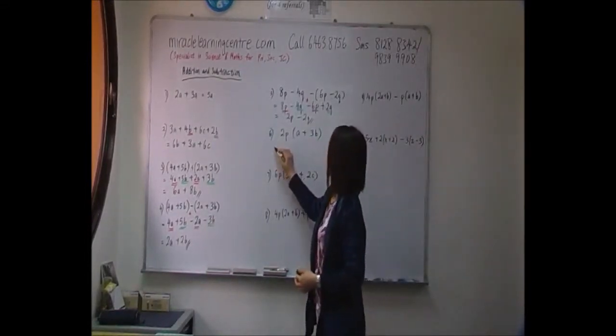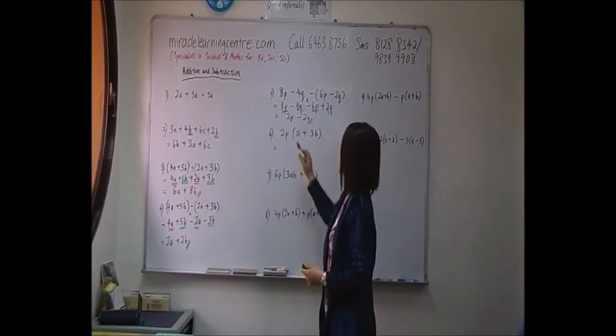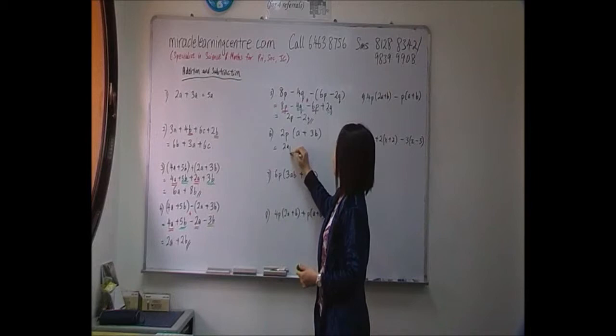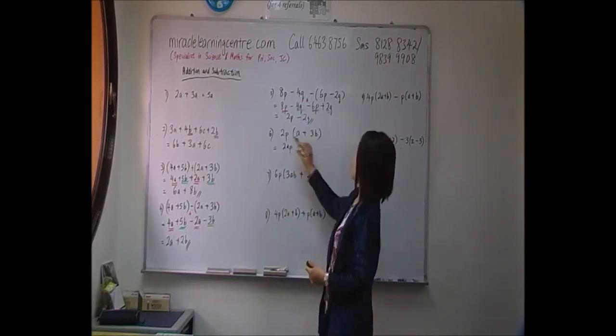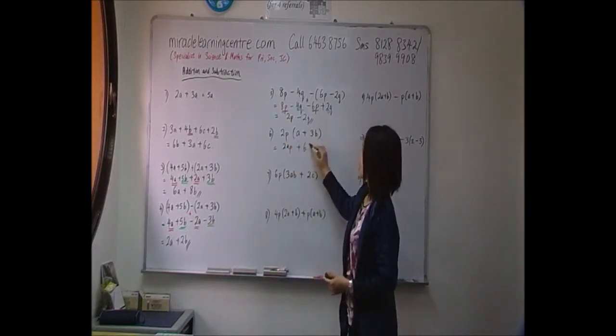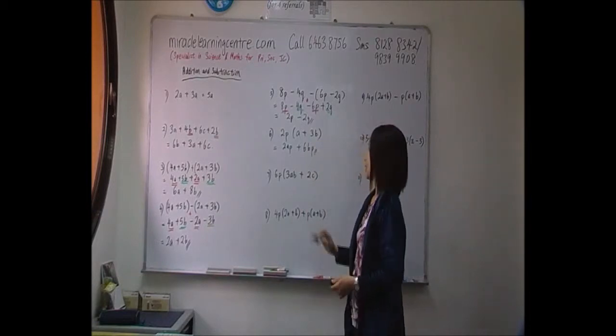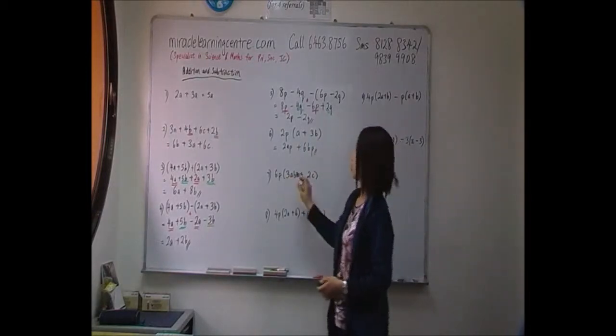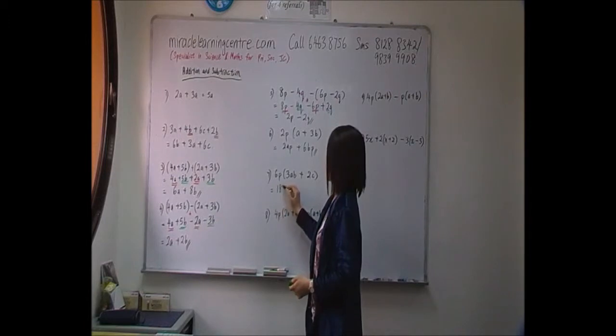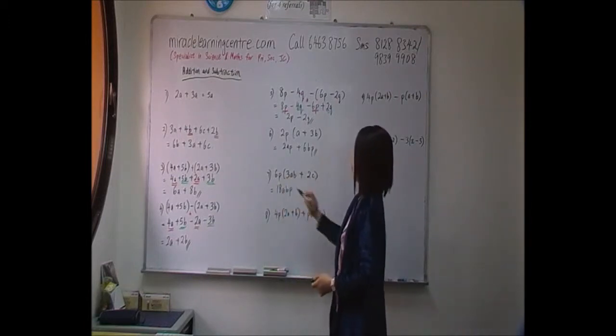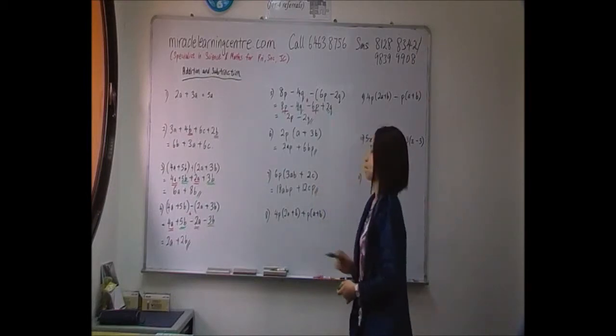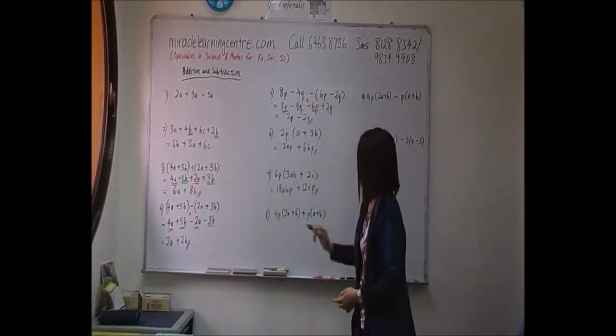Okay, this one, a simple multiplication in. 2P times 8, that's 2AP. Multiply in 3 times 2 is 6, 6B. Okay, simple multiplication again. 3 times 6 is 18, so it's 18ABP. Multiply 2 times 6 is 12CP.